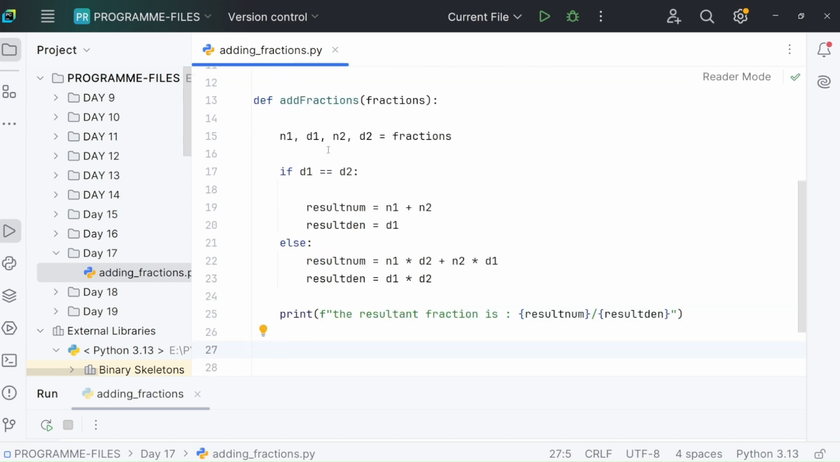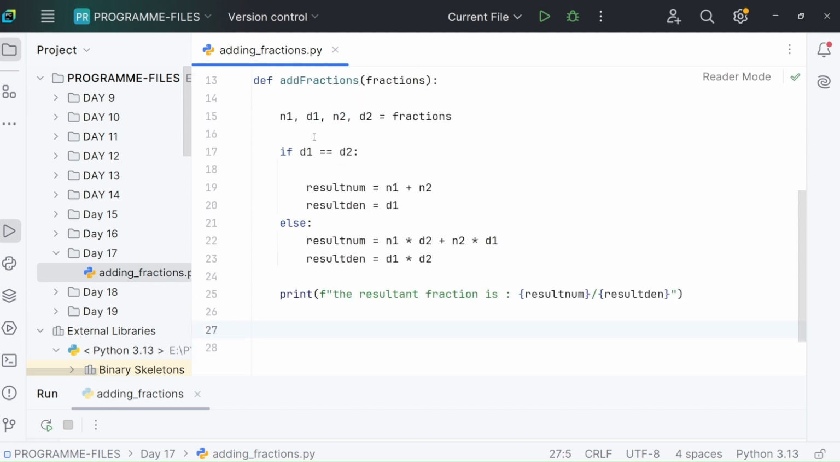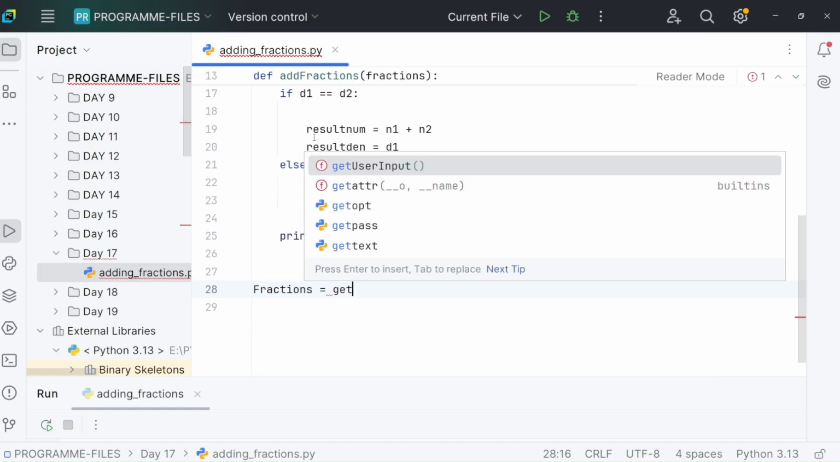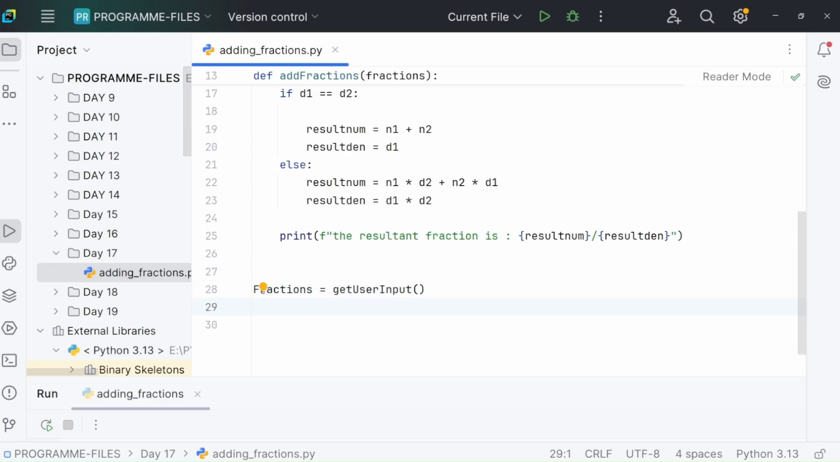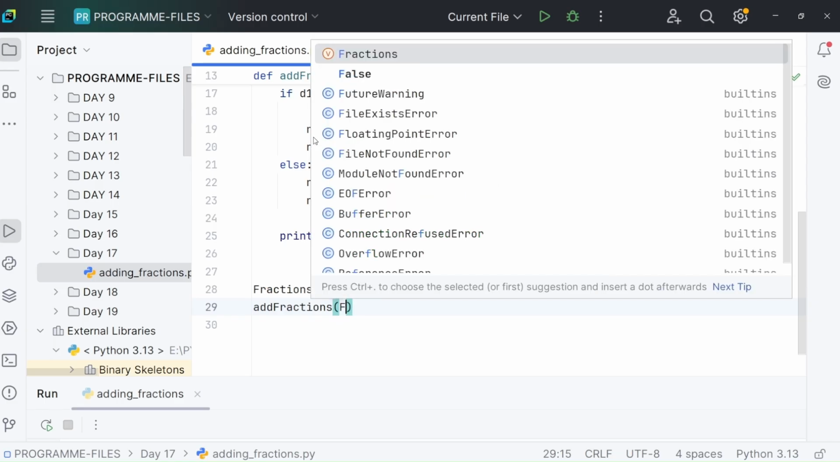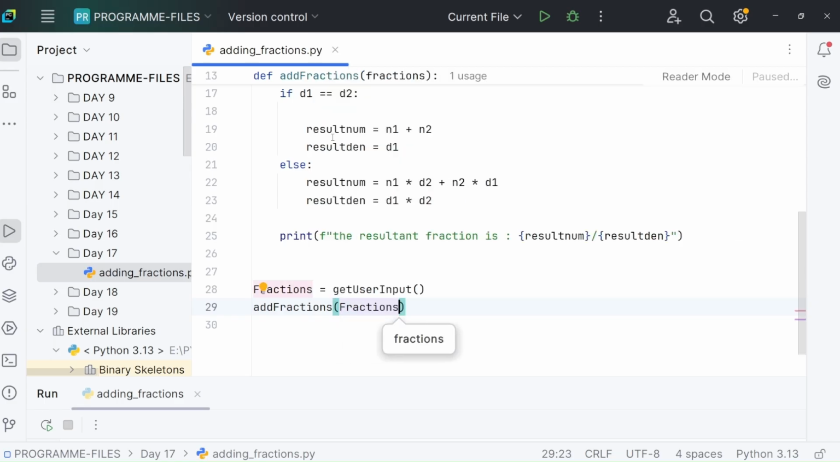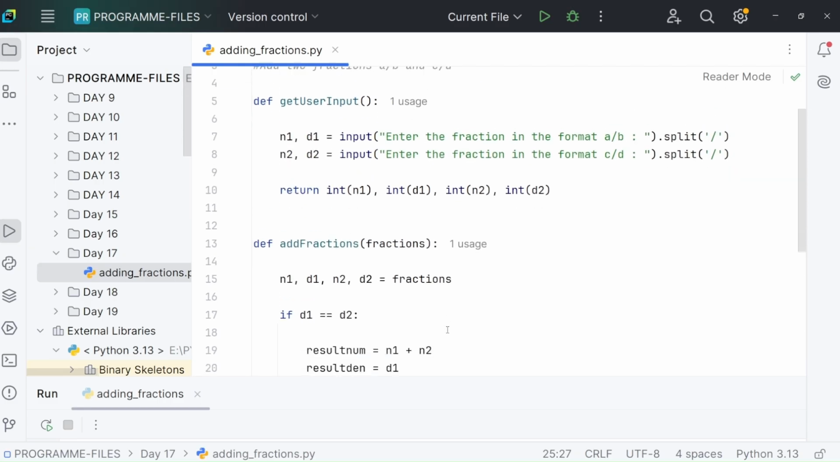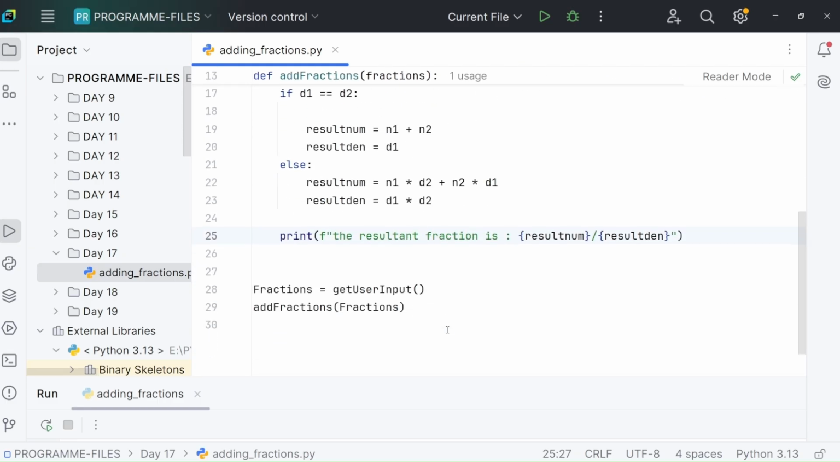Now that we have defined all the required functions, it's time that we call those functions. Let me call the getUserInput function and store the return value in the fractions variable. Next, let me call the addFraction function and pass the argument as fractions. Let us check for any errors or warning signals. There are no warning signals or errors. Let's run the program.